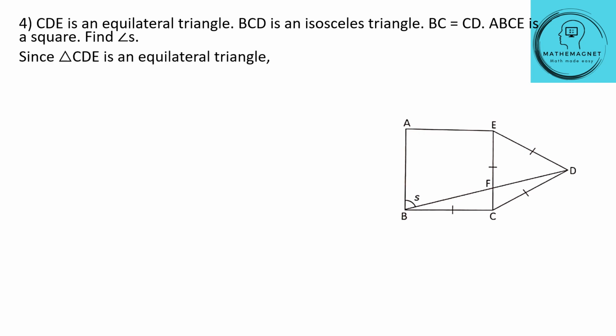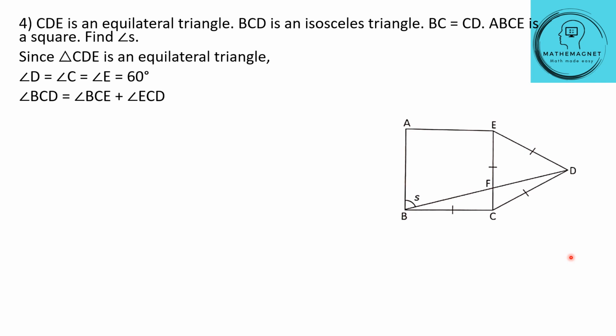First we will consider triangle CDE. In triangle CDE we know it's an equilateral triangle. So which means all sides are equal and all angles are equal to 60 degrees. So this side and this side are equal and all the three angles are equal to 60 degrees. So which means angle D equal to angle C equal to angle E is equal to 60 degrees.